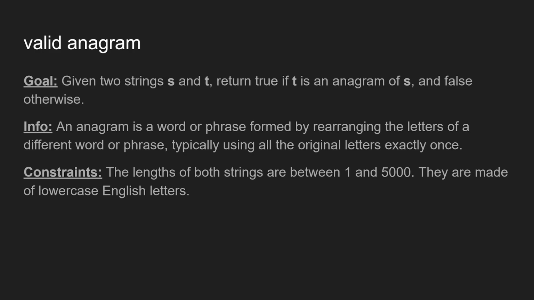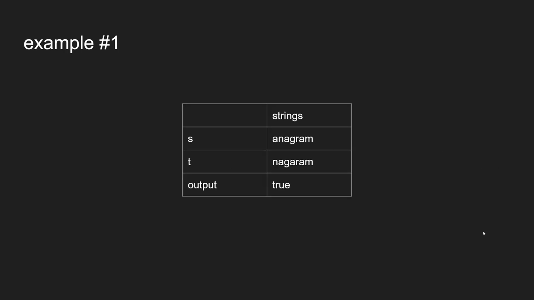And the constraints that they provide are that the lengths of both strings are between 1 and 5,000, and they are made of lowercase English letters. So the first example is anagram, and the word anagram, but with the N and A switched. So it's very clear that these are made up of the same letters, so they are anagrams of each other. So the output is true.